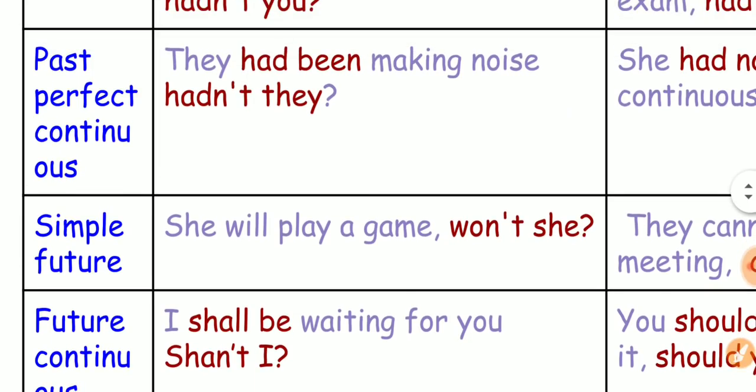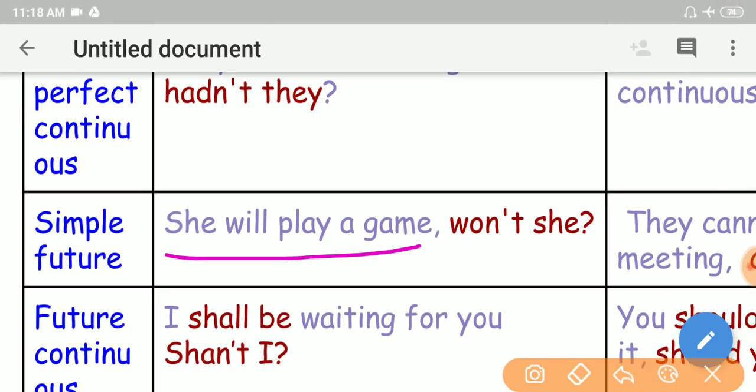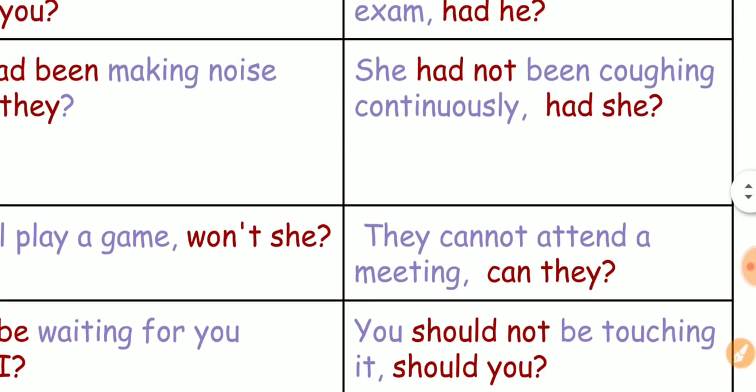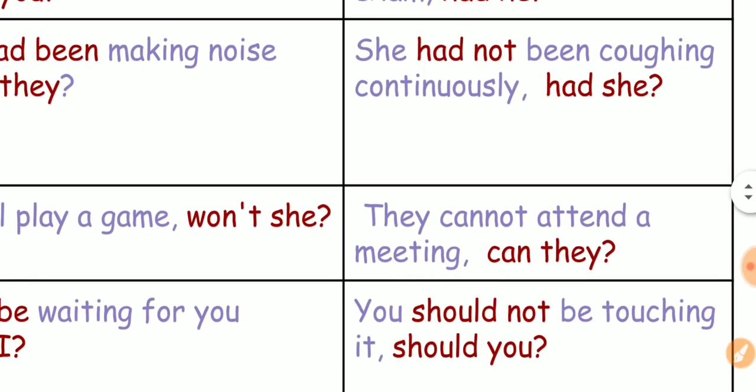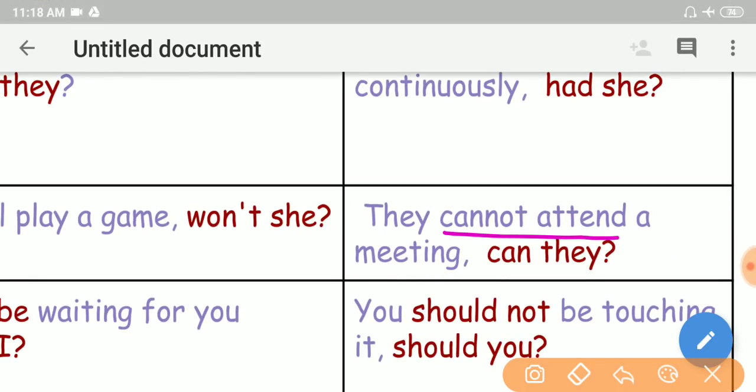So like that, simple future. See, positive statement: she will play a game. The short form of will not is won't. Positive statement, negative tag, my dear friends. So like that, they cannot attend the meeting, can they? Negative statement, positive tag. So this is negative statement, positive tag.